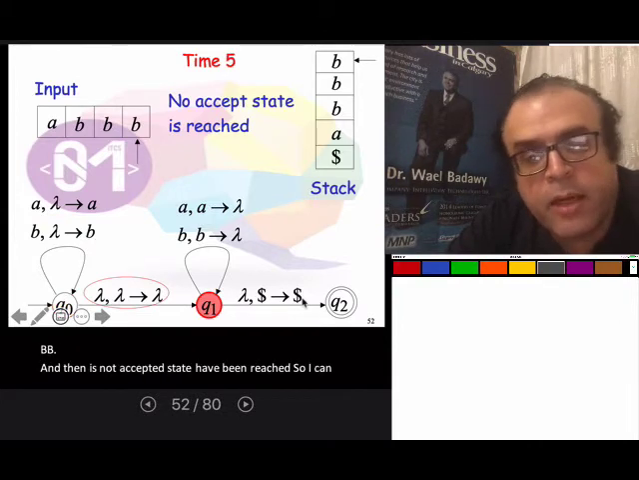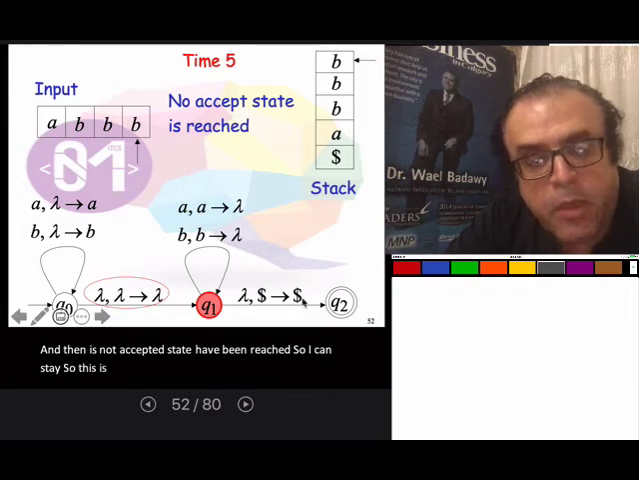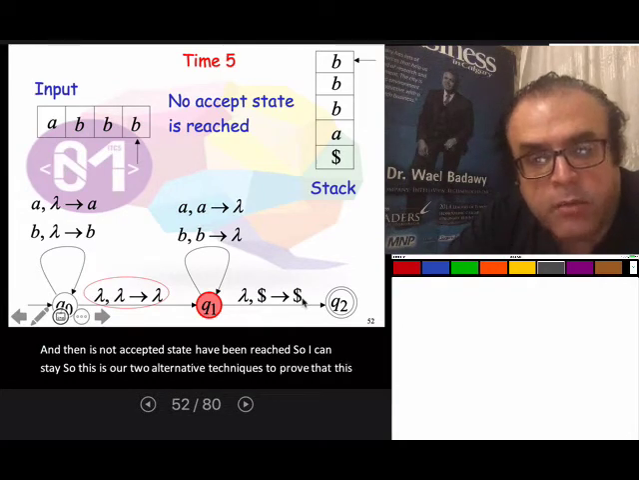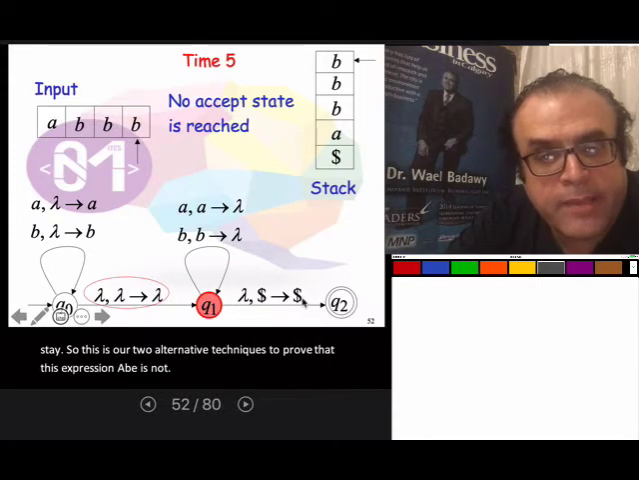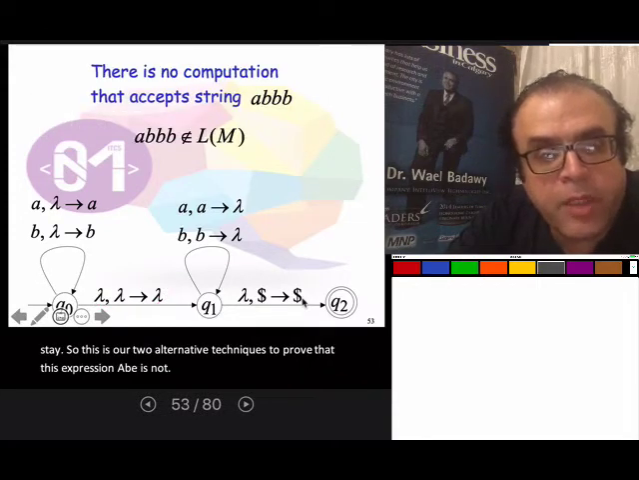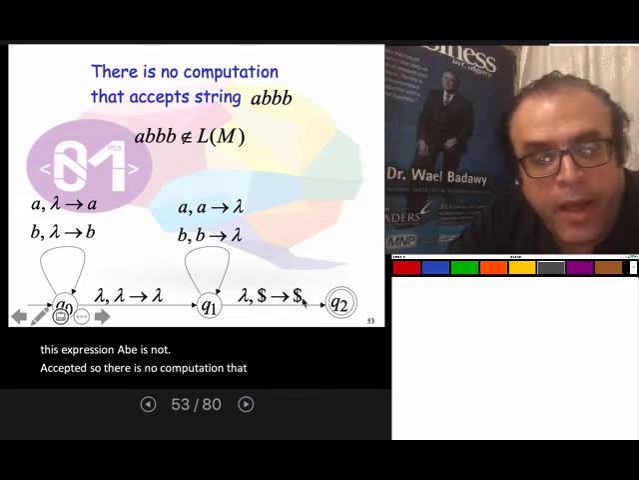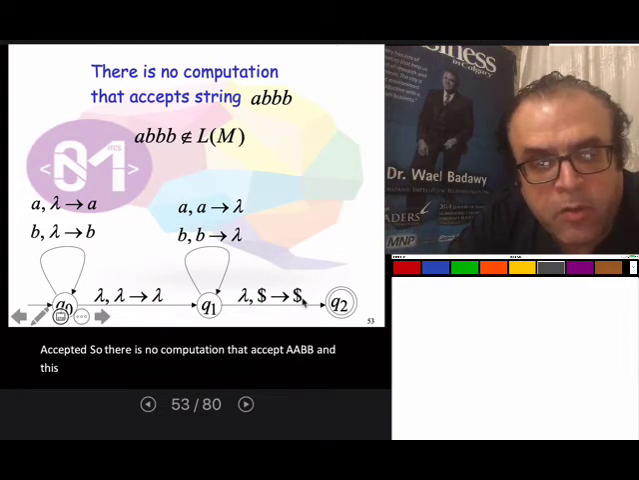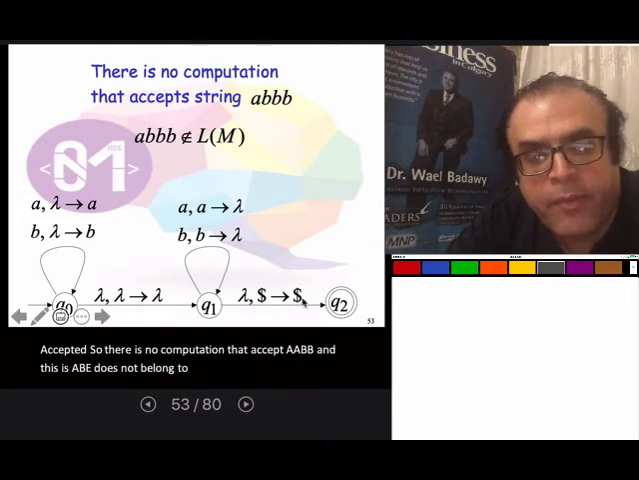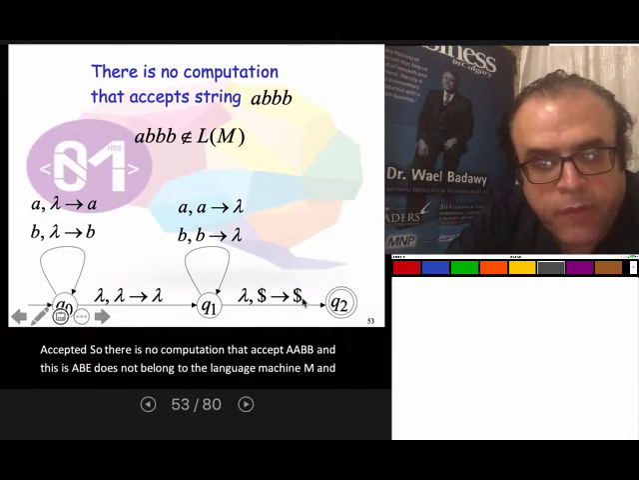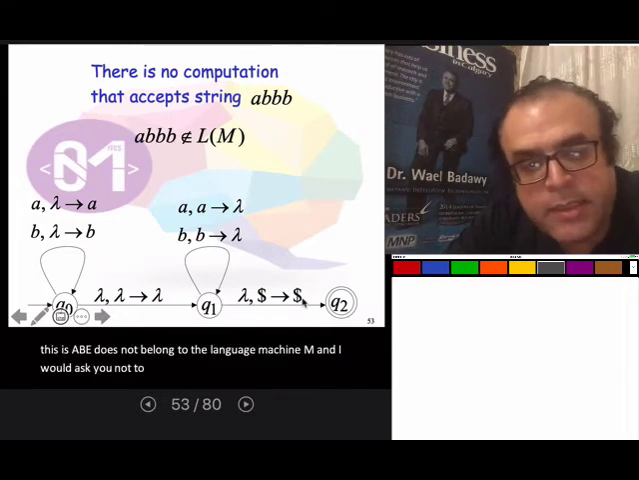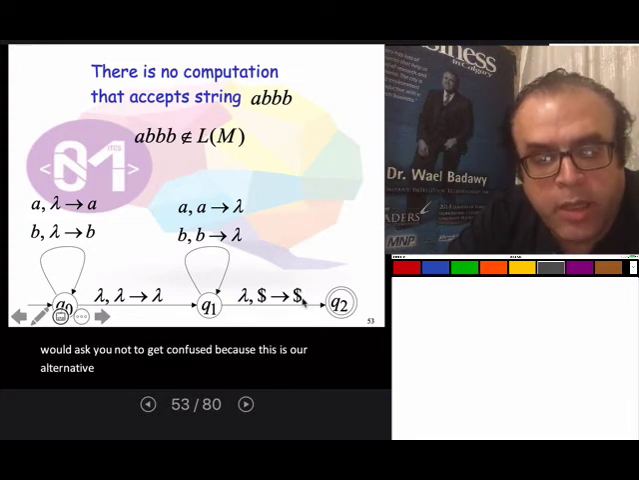So these are two alternative techniques to prove that this expression ABBB is not accepted. There is no computation that accepts ABBB, and ABBB does not belong to the language of machine M. And I would ask you not to get confused, because these are alternative techniques to do the same operation as before.